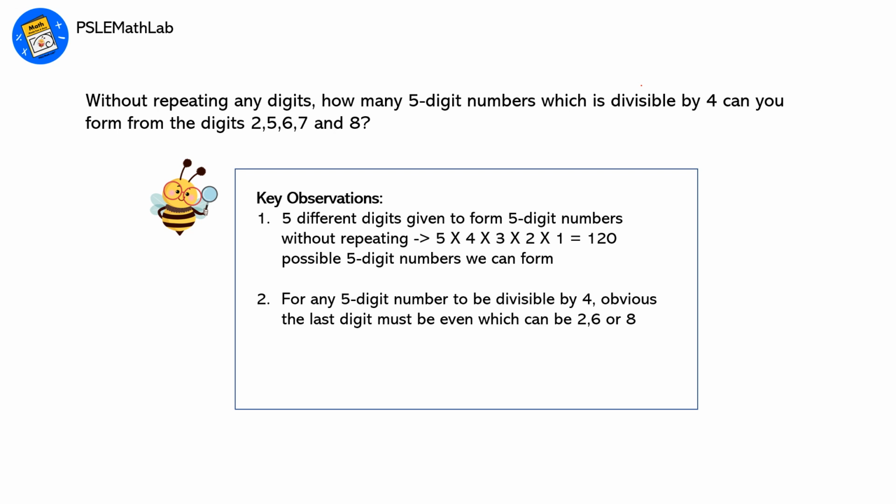But because the question asks for divisibility by 4, we need to focus on the third observation, which is we need to find a way to form a 5-digit number which would guarantee its divisibility by 4. Now we have a focus and direction. Let's do some exploratory thinking.